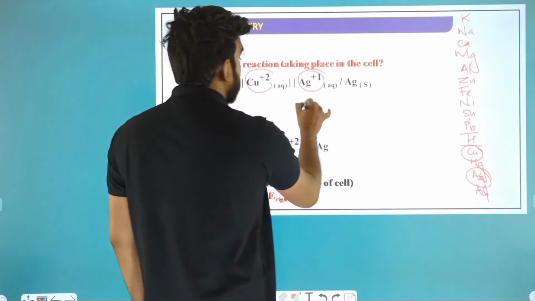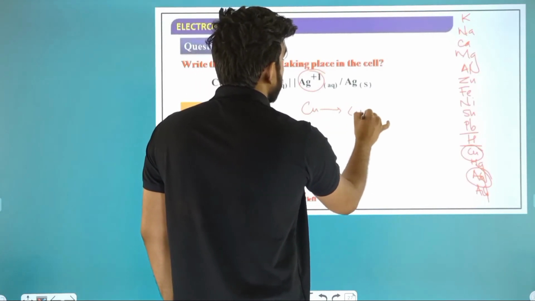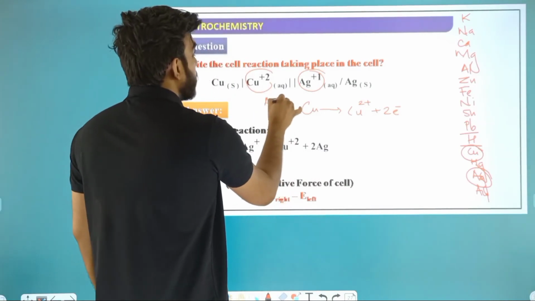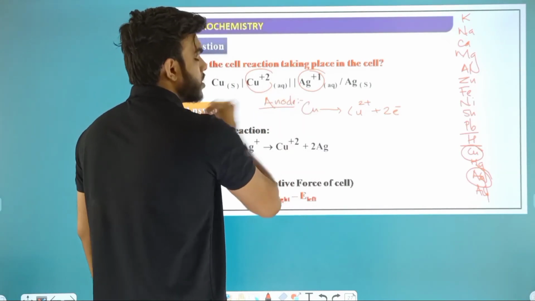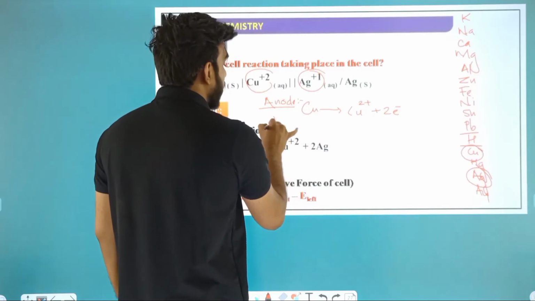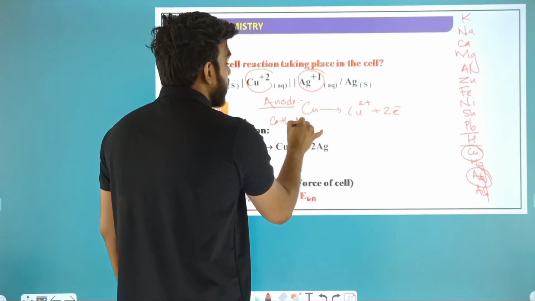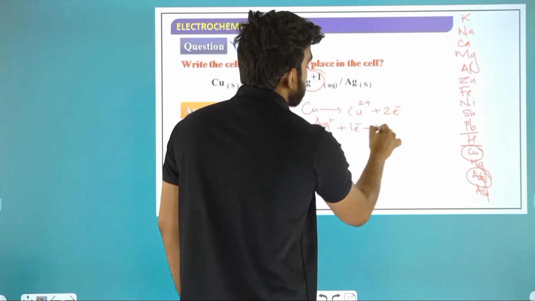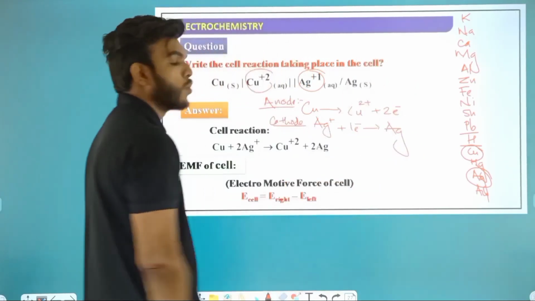So copper, Cu, gives Cu2+ plus 2 electrons. This is the reaction at the anode. Why? Because the anode undergoes oxidation. How can you write the cathode reaction? Ag+ plus 1 electron gives Ag, because Ag only has 1 electron to gain.